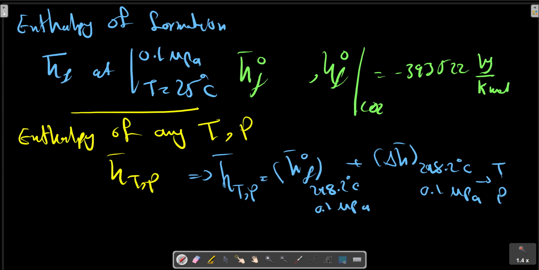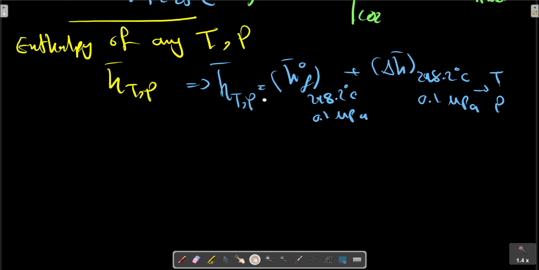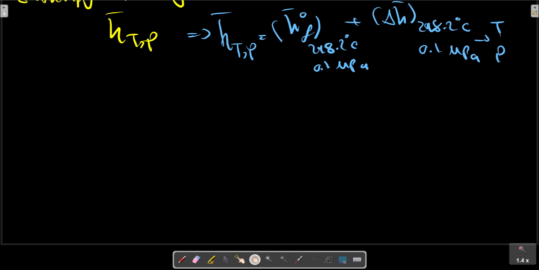For convenience, we usually drop the subscript in the example that follows. The procedure that we have demonstrated for carbon dioxide can be applied to any component. Table A10 gives the value of enthalpy of formation for a number of substances.